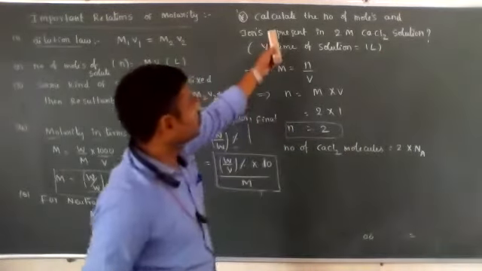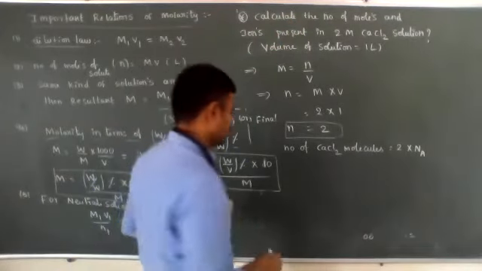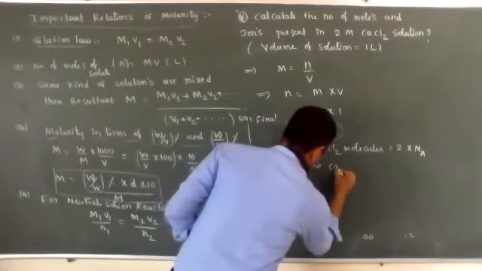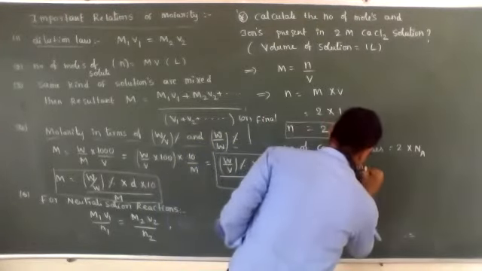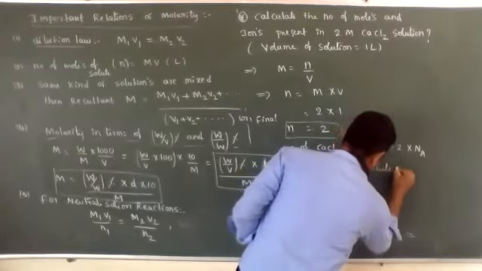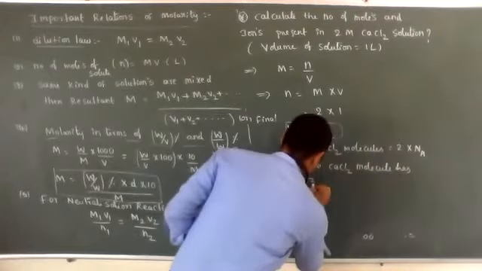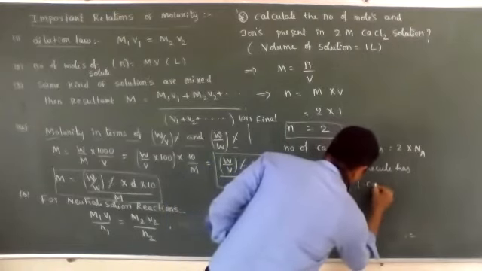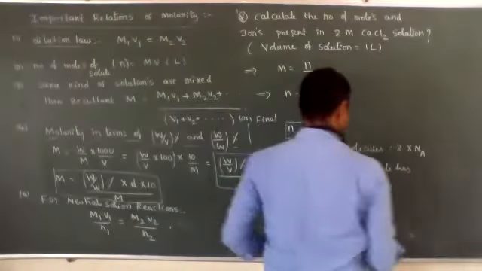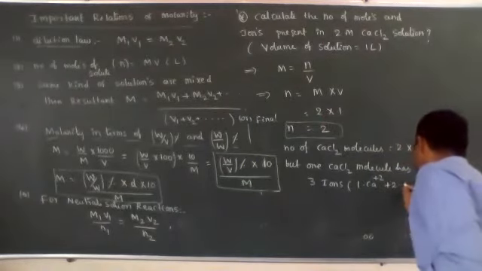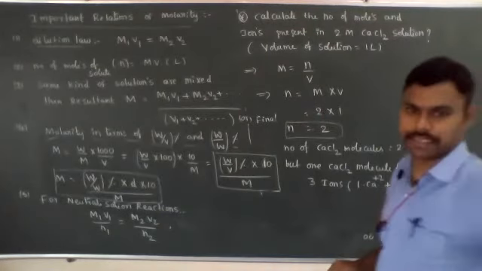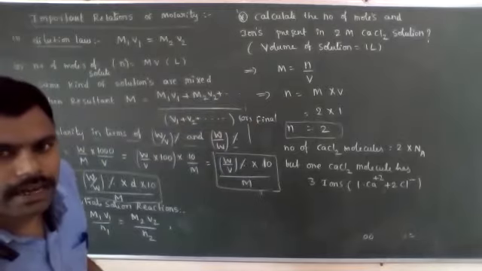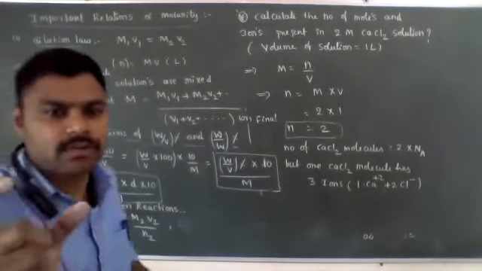But what they asked in the question is how many ions are present. One CaCl2 molecule has 3 ions. What are those? One Ca2+ ion plus 2 Cl minus ions are present. Very good. So in total, 3 ions are present in one molecule.